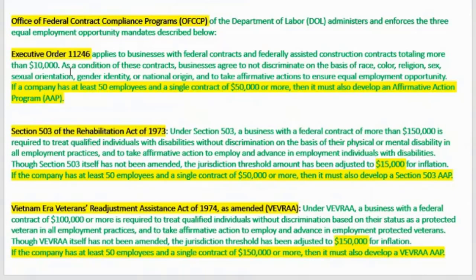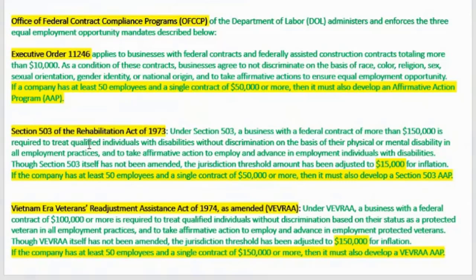Now, Executive Order 11246 basically states that businesses that have federal contracts or federally assisted construction contracts that total more than $10,000 have to abide by the requirements, which is that businesses agree to not discriminate on the basis of race, color, religion, sex, sexual orientation, gender identity, or national origin. And if a company has at least 50 employees and a single contract of $50,000 or more, then it must develop an affirmative action plan.